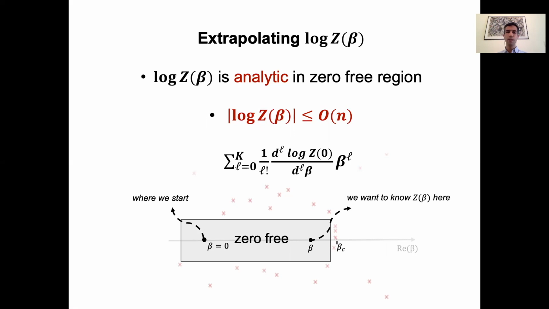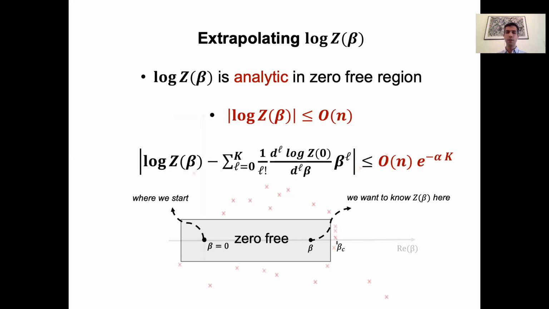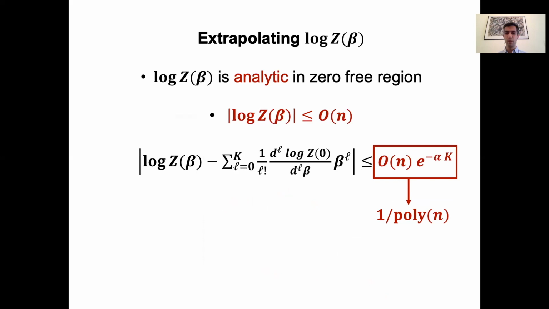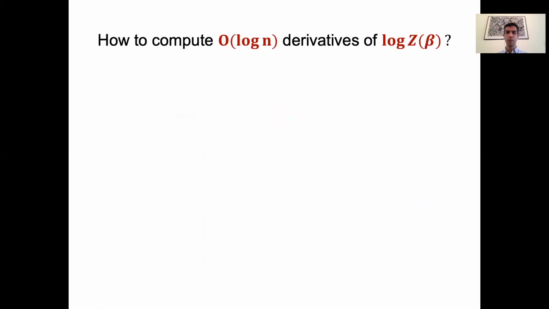So since the log is analytic inside this region, its Taylor expansion around beta equals 0 converges. Our algorithm computes the first k terms in the expansion, meaning basically the first k order derivatives. And that's our estimate for the partition function. But we know from Taylor's theorem that the error in this approximation is exponentially small in the number of terms. And if we want this, for instance, to be inverse polynomial, it suffices to choose k to be order log n.